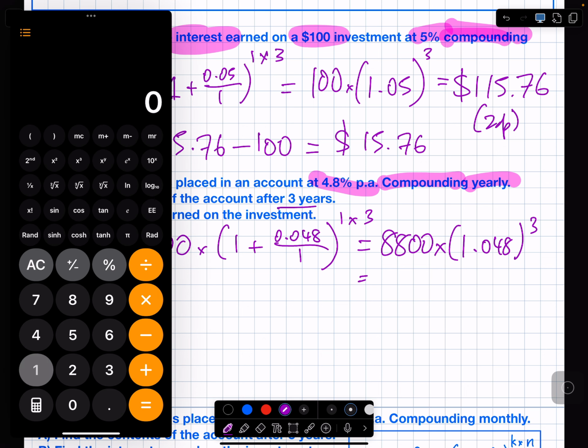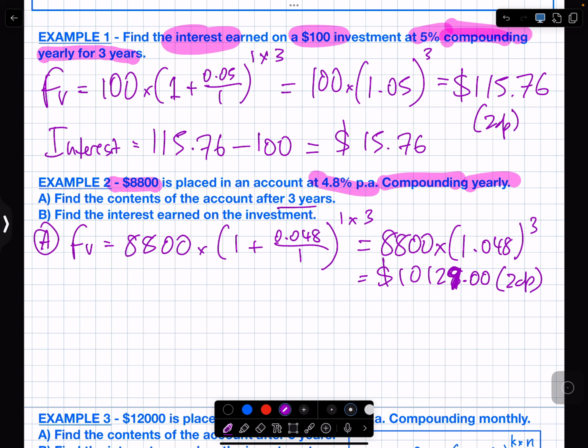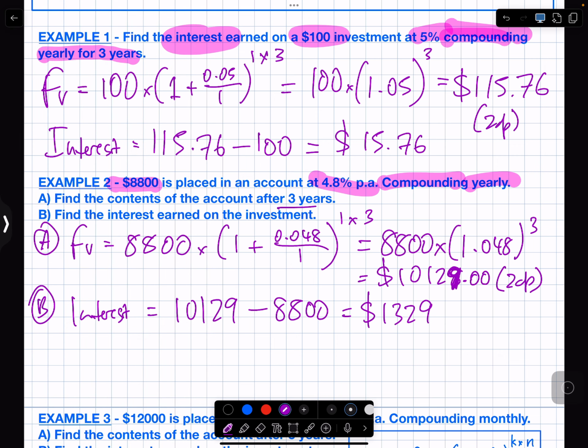Calculator again. 1.048 to the power of 3 times by 8,800. $10,129, 2 decimal points. That's A. Find the interest earned on the investment. So interest is going to be what it grew to minus what I put in. Calculator. Take 8,800. $1,329 interest earned.